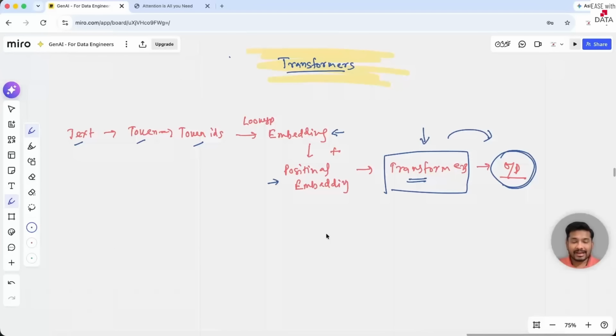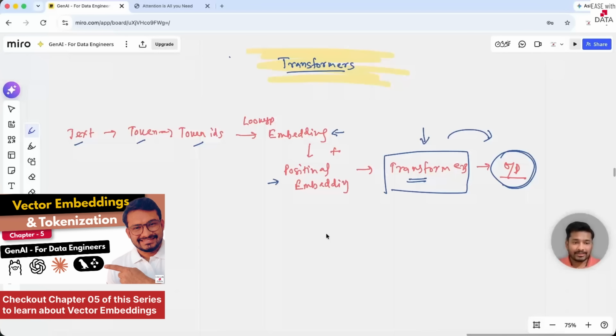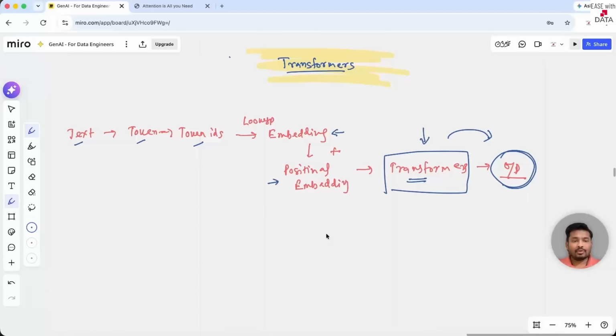Before we can start with this video, it is important that you understand how vector embeddings and tokenization work. So if you have not seen our past video, I would recommend you go back and watch that video first. So without any further delay, let's begin with transformers.